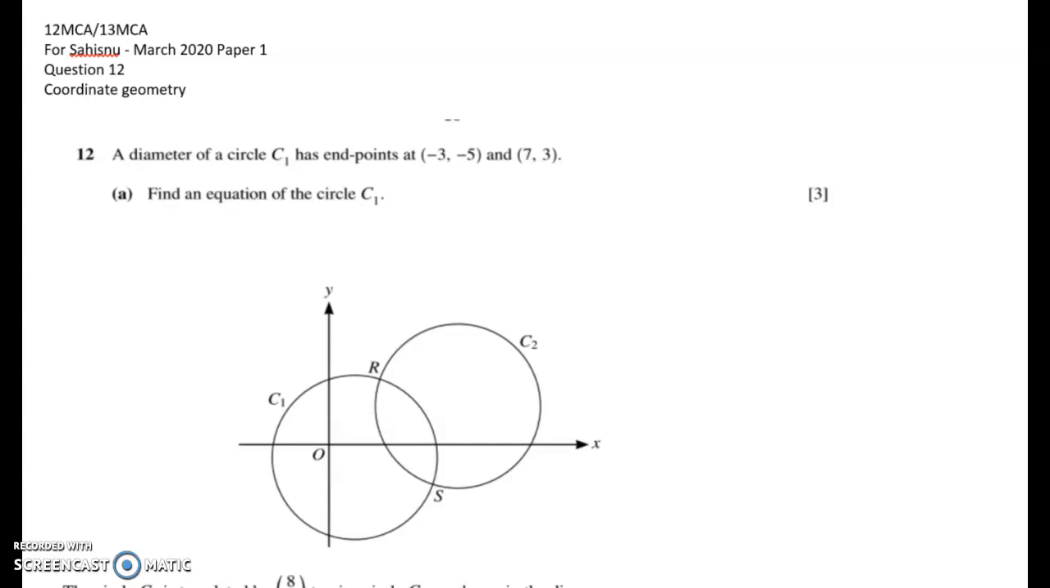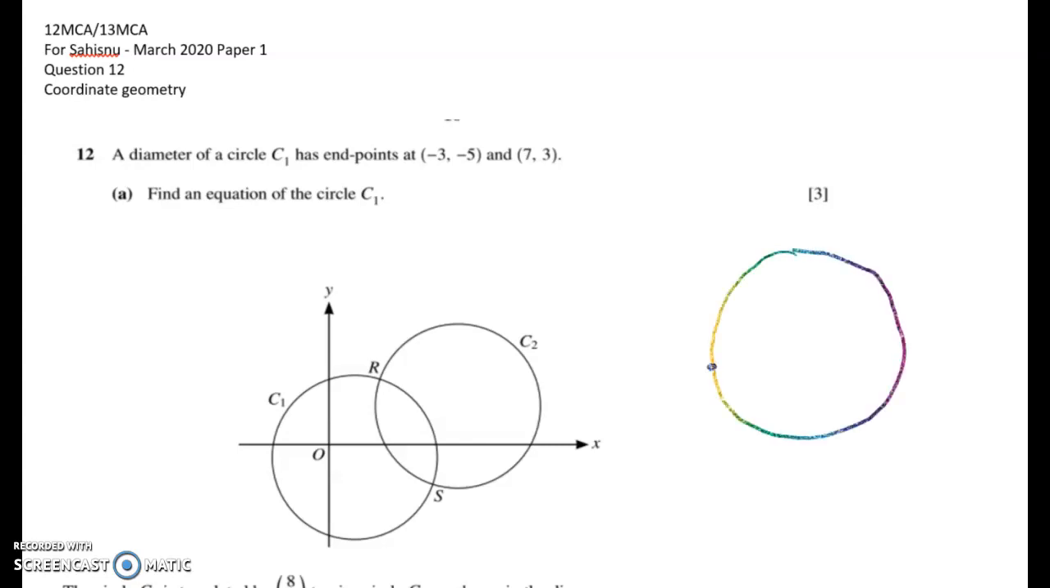The first thing we're told here is that we've got a circle C1, and it's got endpoints given to us. And we have to find an equation of the circle. Now, it's 3 marks, so you know that it's not going to be nothing. What you have to do in this question is think back to when you first learned about all the words that went with circles. What is a diameter?